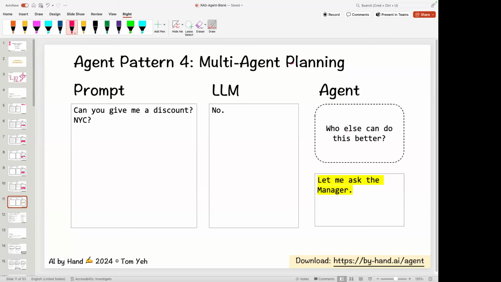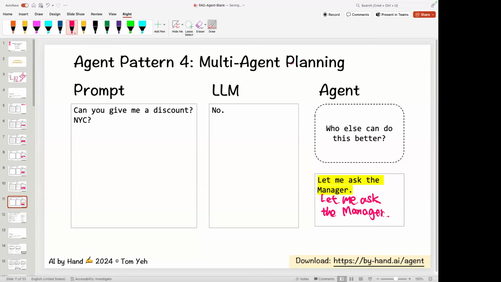Whereas the agent said, well, who else? Maybe I know I'm not able to, but I do have an option to call for help. Who else can do this better? So I'll say, let me ask the manager. Let me ask the manager here. The manager is another agent, or the manager can be a human.